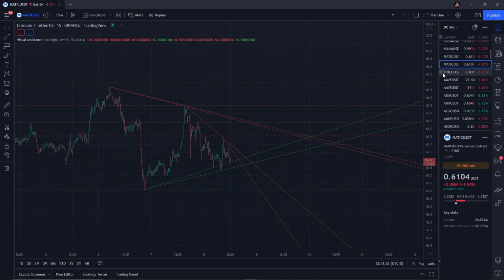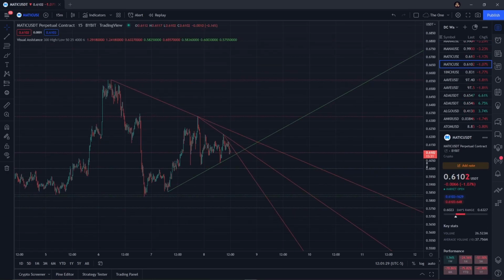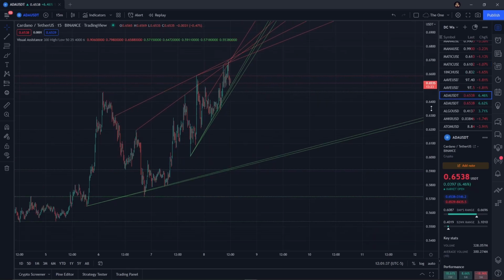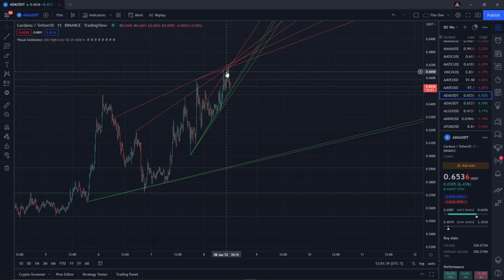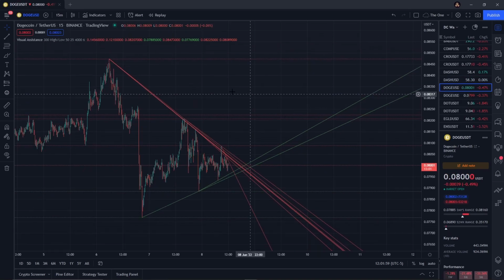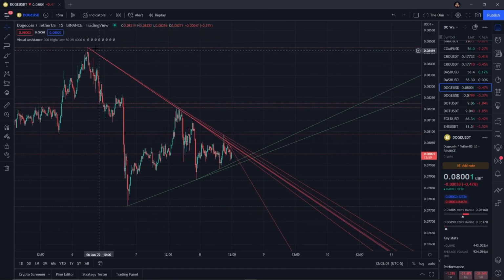Let's go ahead and jump into Matic, trying to find something with a little bit different structure. And again, this is what it looks like with it off. There we go. Cardano has a nice rising wedge there, so we can see that's a pretty good rising wedge. Gives us a quick clue about the market structure. Take a look at Dogecoin here, and we can see what Dogecoin looks like. That's a nice wedge right there on Doge.